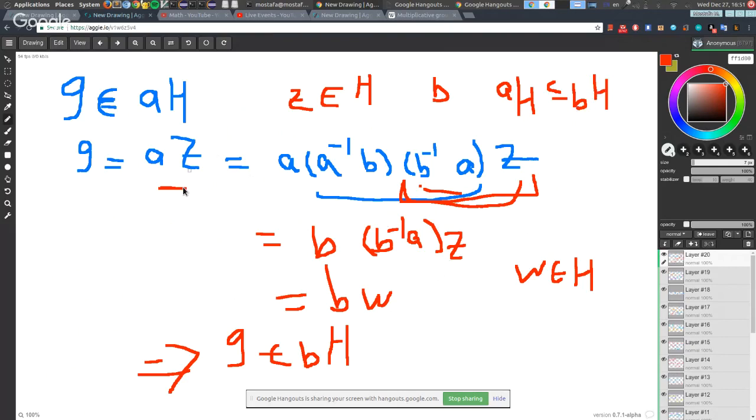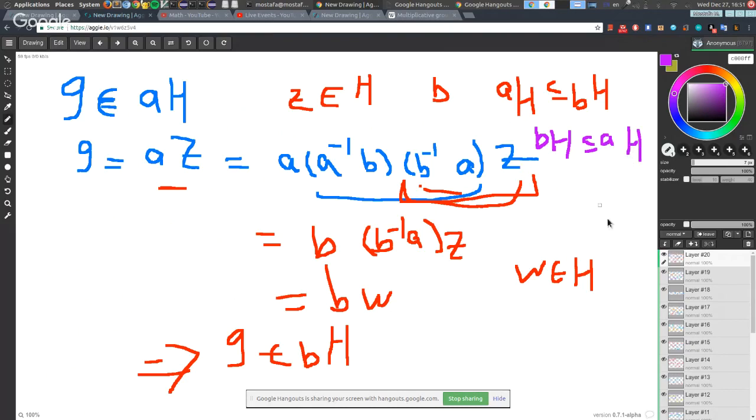And we can repeat the same procedure without any loss of generality. We can swap the B and A. We will also be able to prove that BH is a subset of AH. So it means they're equal.